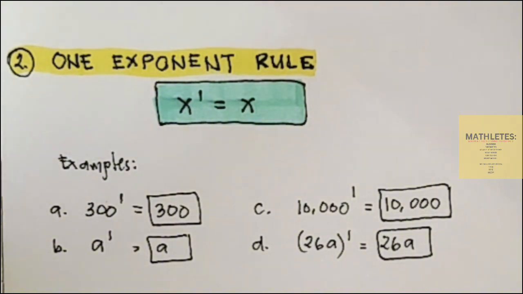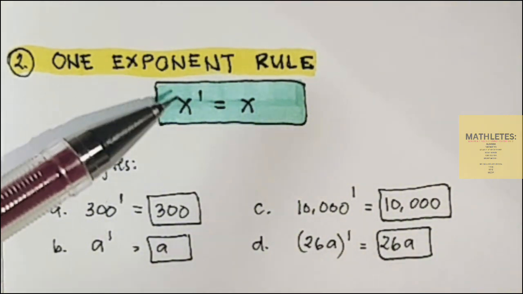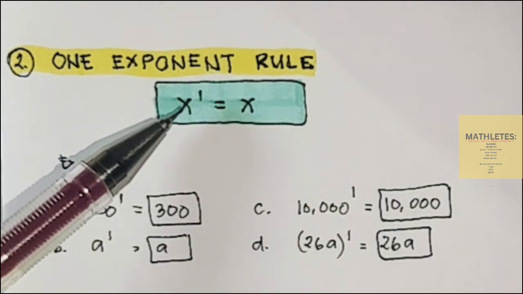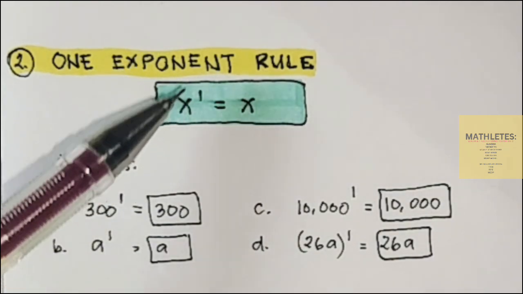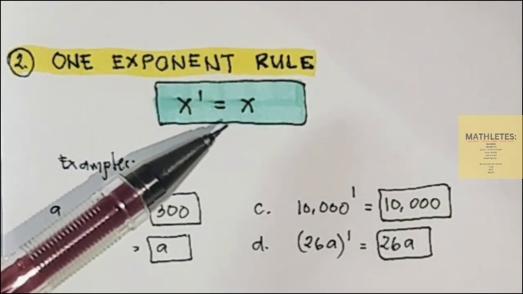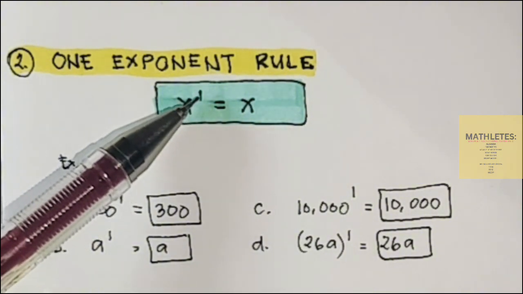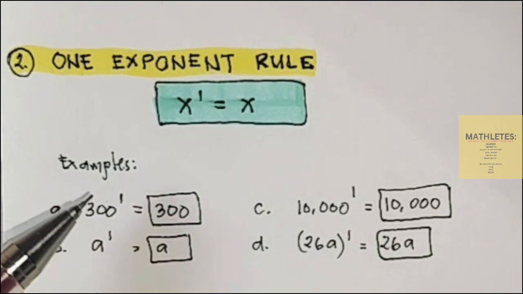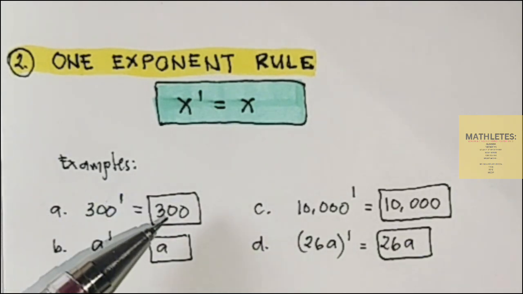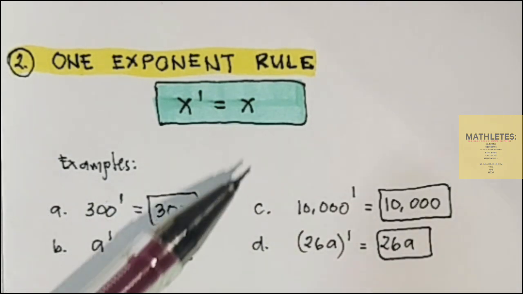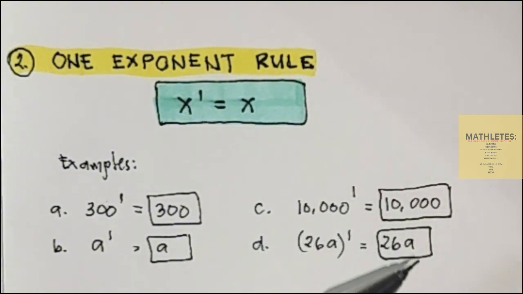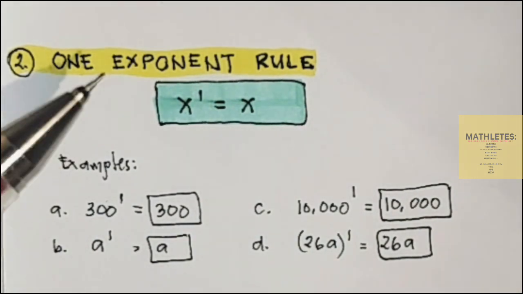Second is the one exponent rule. Any number, this time including 0, if you raise it to 1, the answer will be the number itself. So x raised to the power of 1 will be x. In our example, 300 raised to the power of 1 is still 300, and a raised to the power of 1 is still a. 10,000 raised to the power of 1 is 10,000. 26a raised to the power of 1 is still 26a, and so forth. So that's the one exponent rule.